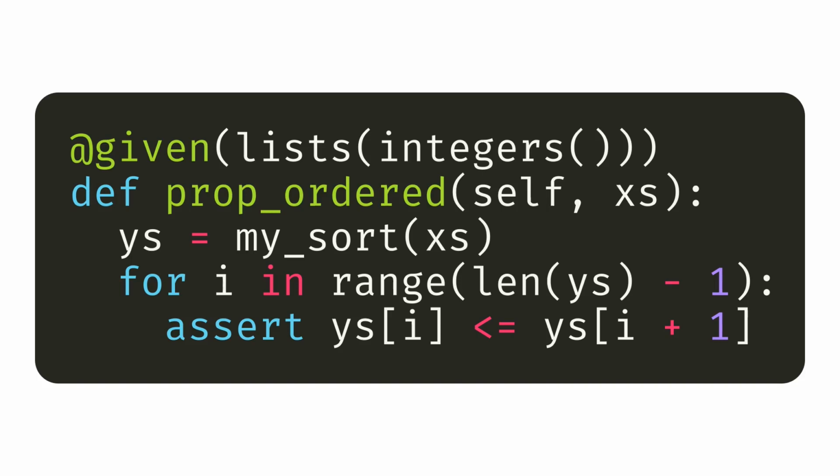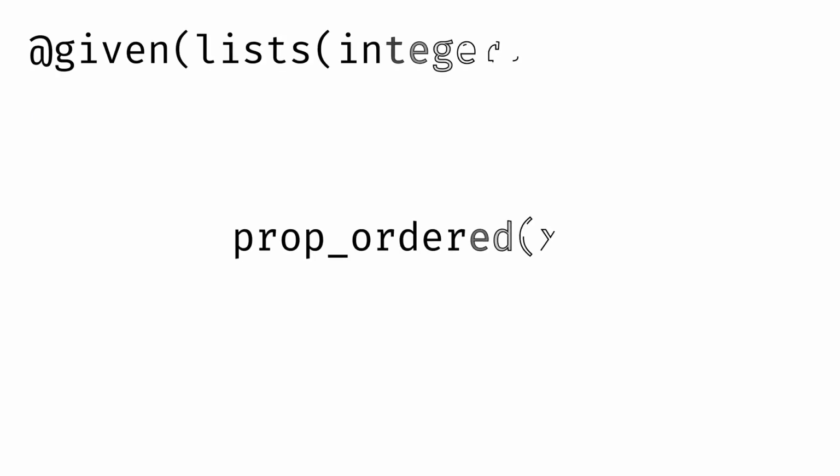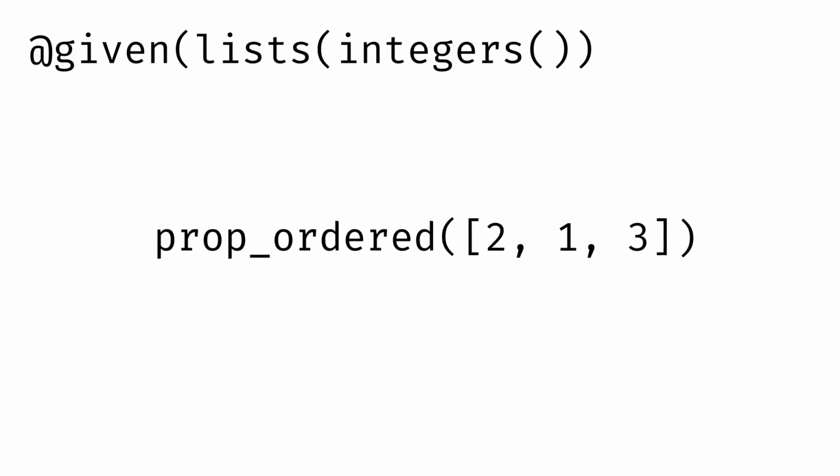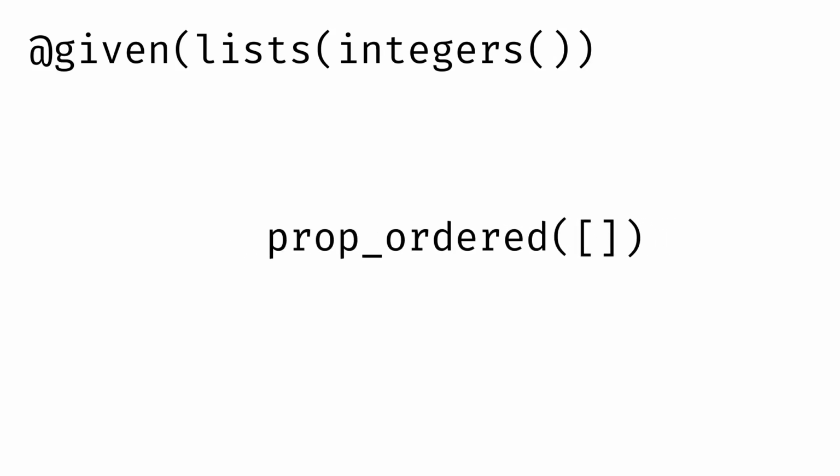At this point, you might be thinking, okay, but this isn't a test. Where does x's come from? The answer lies in this given annotation. The annotation, which is provided by the Hypothesis library, tells the testing framework what type of inputs this function expects, in this case, lists of integers. When we run the test, Hypothesis generates hundreds of random inputs and checks our property with all of them.